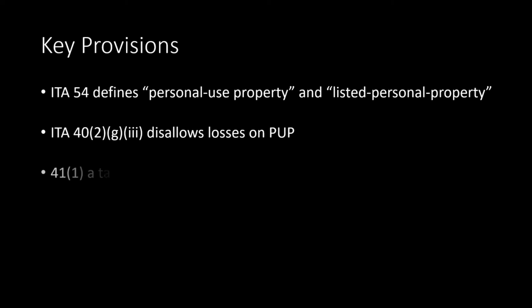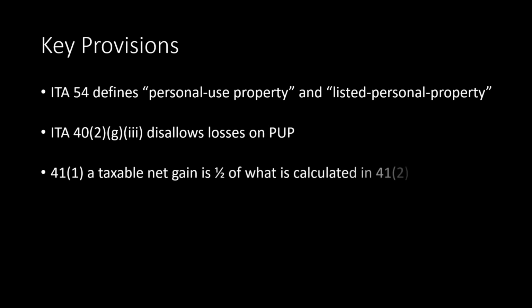ITA 41(1) talks about how a taxable net gain is 1/2 of what is calculated in ITA 41(2). That's another example of how something is 1/2 of the 100% amount when the word taxable is used. This happens in subdivision C when we deal with taxable net gains and taxable capital gains.